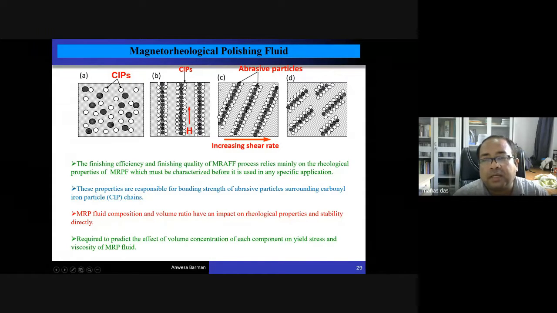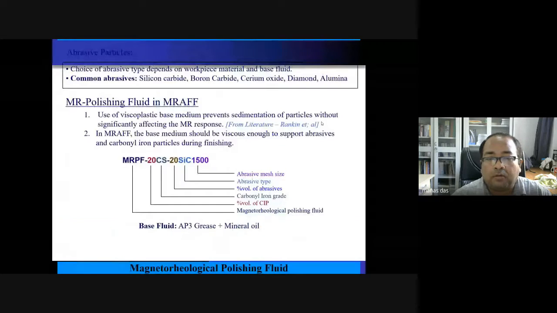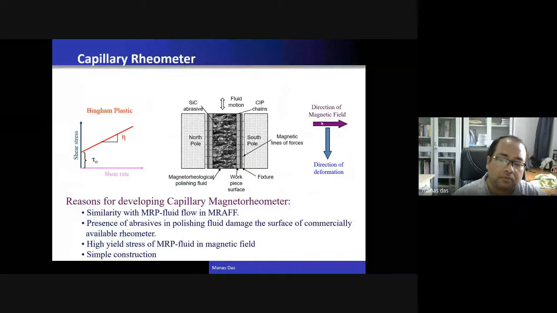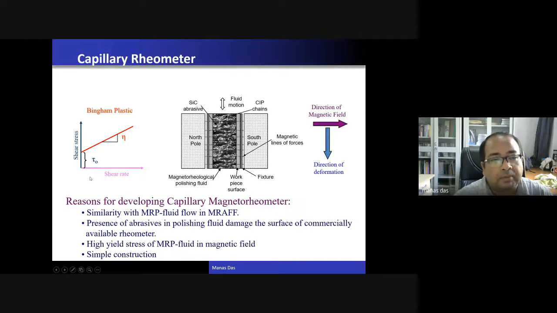Now, if we apply a certain amount of shear, the chain structure bends. Then with a high shear rate, the CIP chains break, and they get less time to recombine. So what we did was a rheological study. For this non-Newtonian fluid under a magnetic field, there is a certain amount of yield stress.